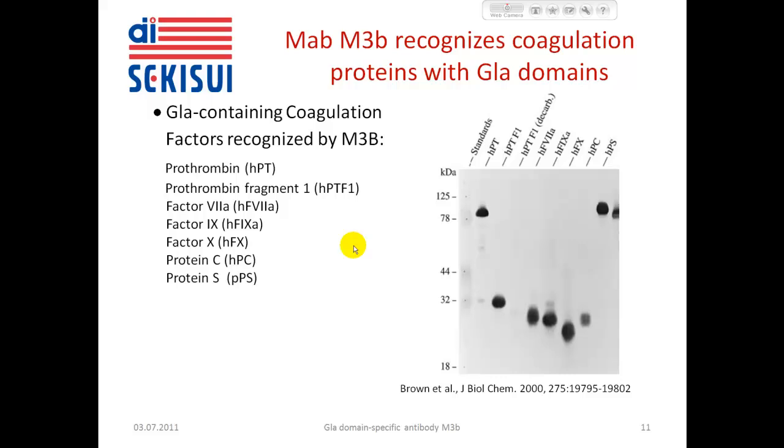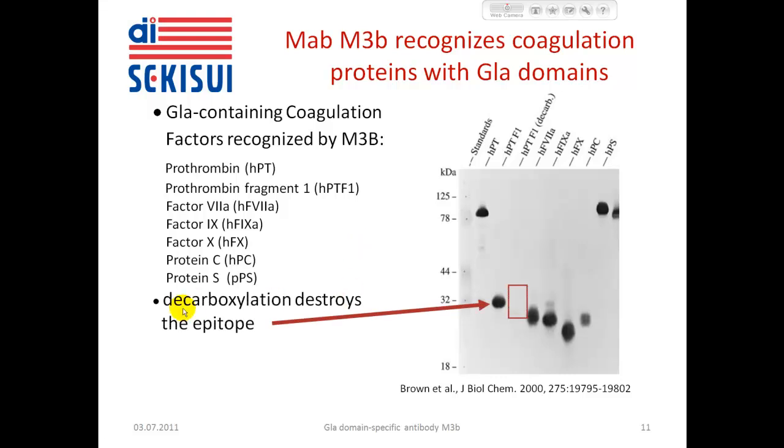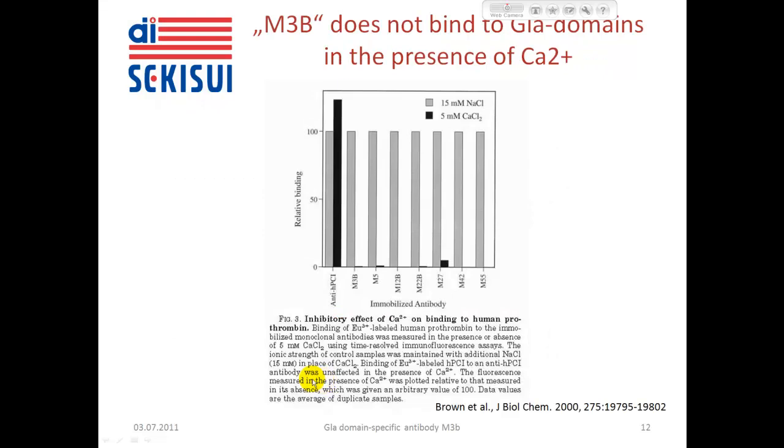And very important, decarboxylation destroys the antigenic epitope. You see here human prothrombin fragment 1. It's reactive. After decarboxylation, this reactivity is lost. Also from the publication of Brown and colleagues.